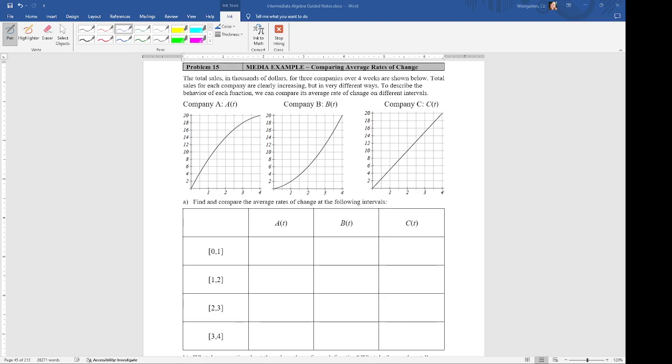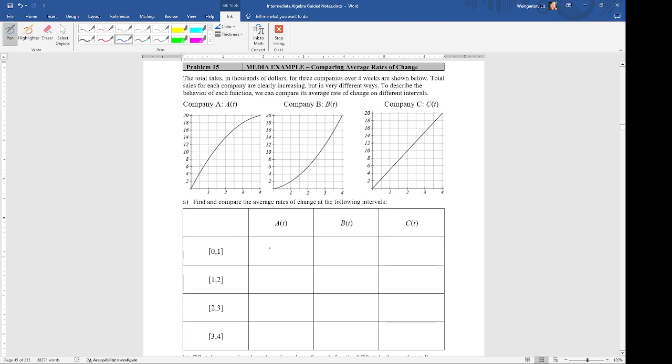In problem 15, we are going to determine the average rate of change between each of these 2 points. These are total sales in thousands of dollars for computer companies. They're 3 different companies over 4 weeks. We're going to look at the rate of change each week for each company.